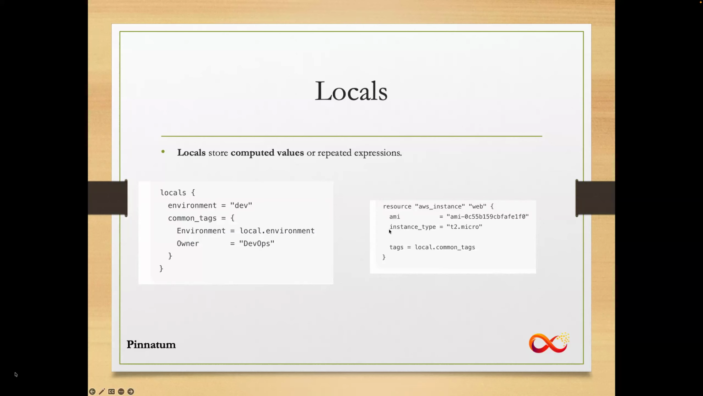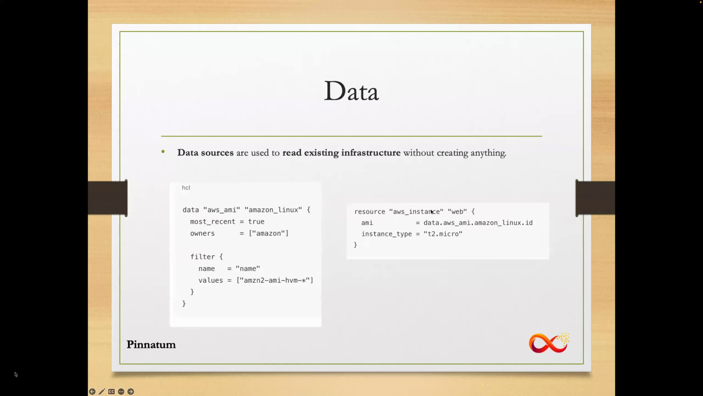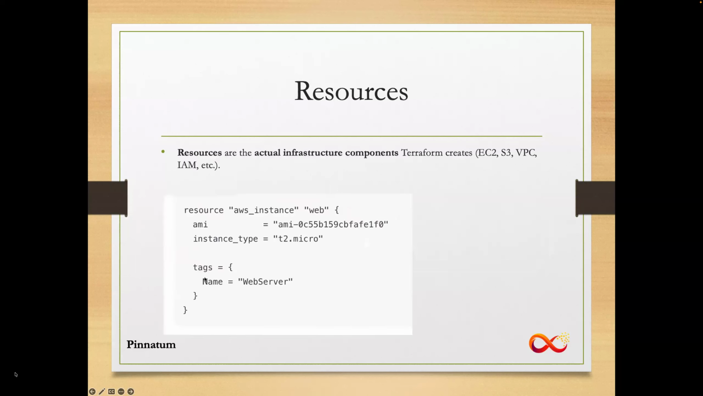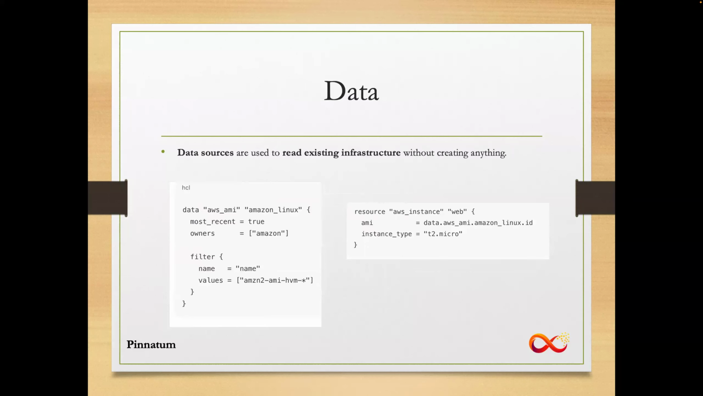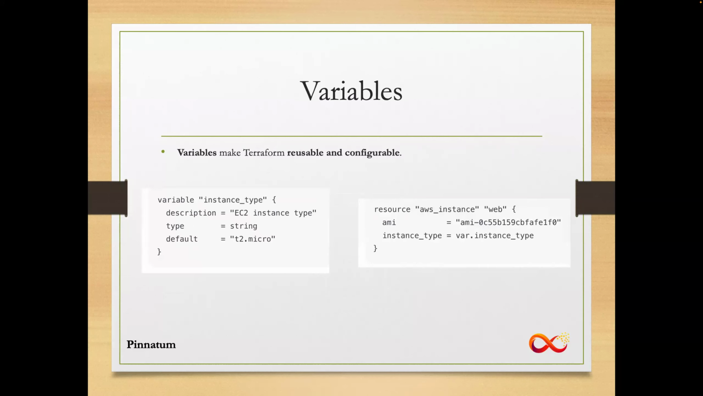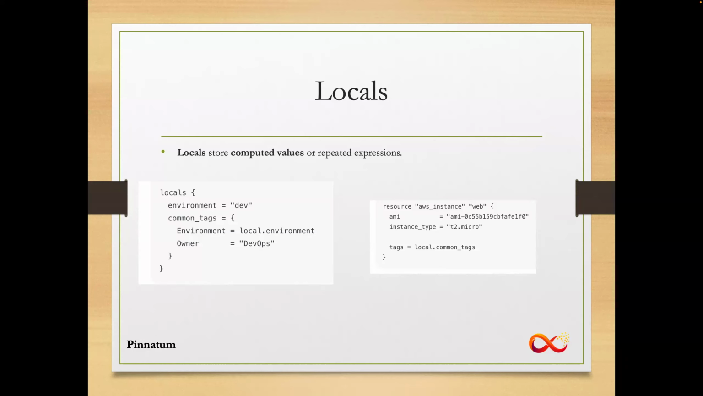So if you take an example, let's go back to our example. The resource block has tags, name equal to web server. It might have many more tags, cost center equal to something, project ID equal to something else. So that tag will be referred everywhere across your Terraform script. You don't need to write that value multiple times. You simply define a local common tags and put all the values in that and simply refer to it.